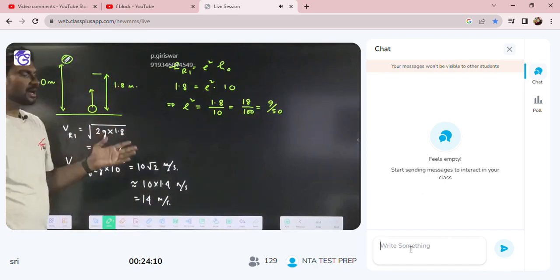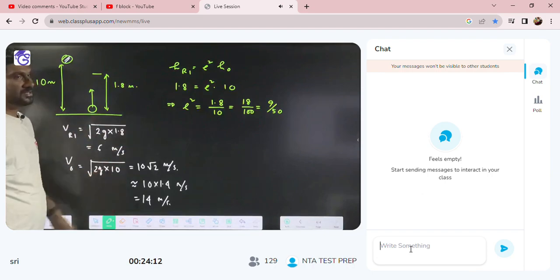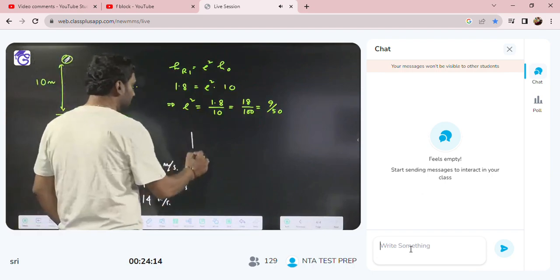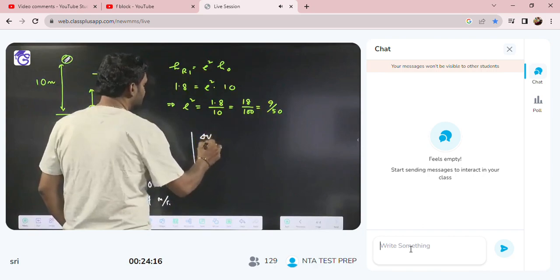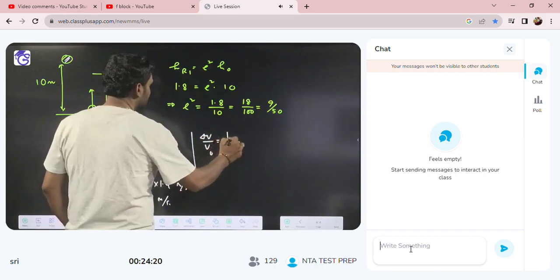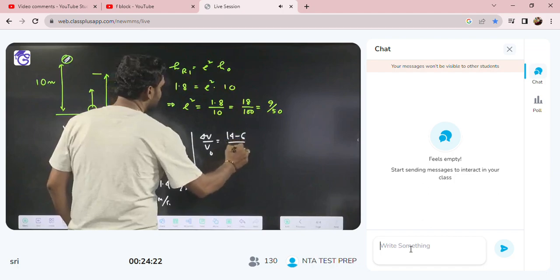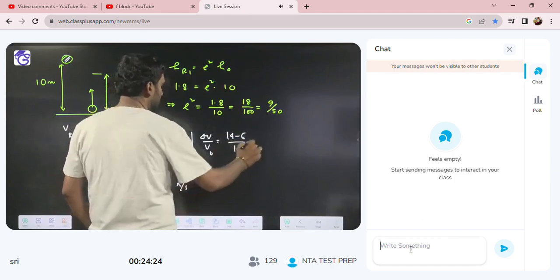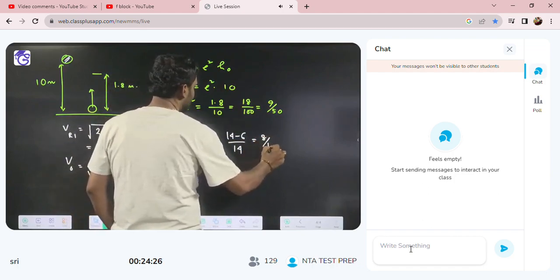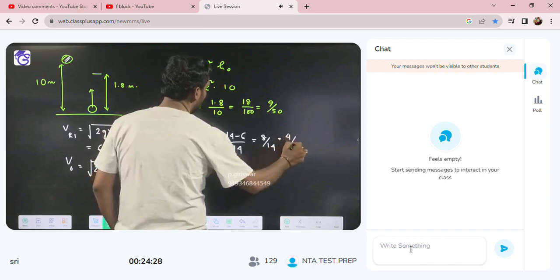So if they ask what is the fractional change in velocity, you can also calculate that. Fractional change is delta V by V0. So that becomes 14 minus 6 divided by 14. So this will become 8 by 14. So that is 4 by 7.